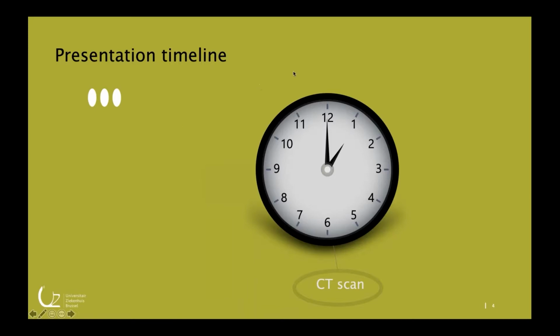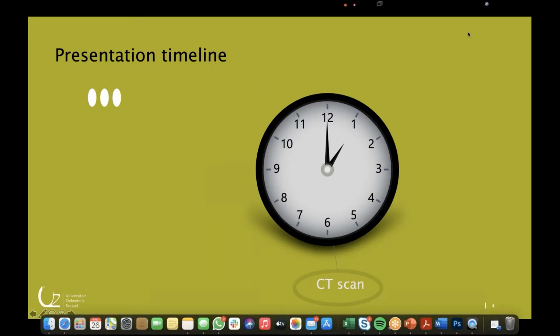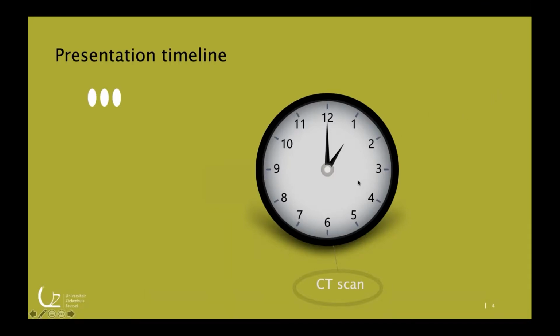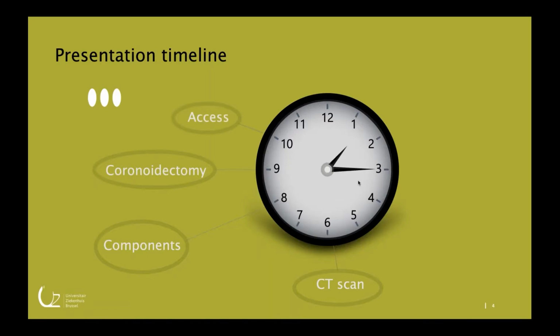This is the plan for the next 30 minutes. We will discuss data, image acquisition, and the components of the prosthesis, indications for coronoidectomy, explain types of access, and proceed step by step on a model and in video fragments of a surgical intervention.